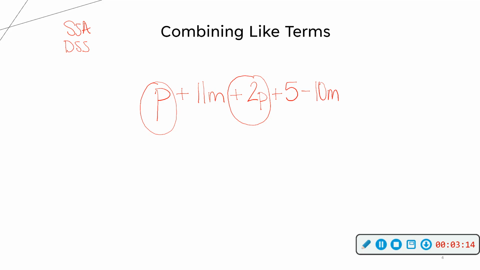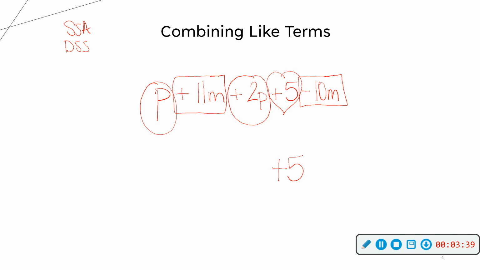Then I have a positive 11m and a negative 10m. Notice how that 5 is by itself. I can go ahead and bring that down. I don't have anything to combine with that, and I'm going to put a little heart around that one and bring it down. So I know I have something with a positive 5.